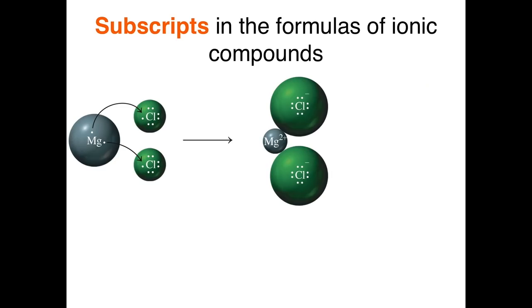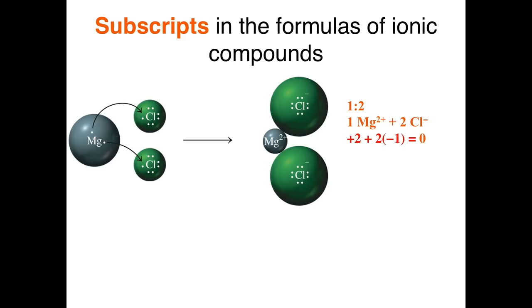Now the subscripts become more important in a case like this. In this example, we will take a look at magnesium and chlorine. Again, magnesium has 2 valence electrons, so it needs to give away those valence electrons. One way it can give away those valence electrons is that it can give 1 to each of two chlorine atoms, resulting in a magnesium 2+ ion and 2 chloride -1 ions. In this example, the ratio is 1-to-2. For every 1 magnesium ion, there are 2 chloride ions.